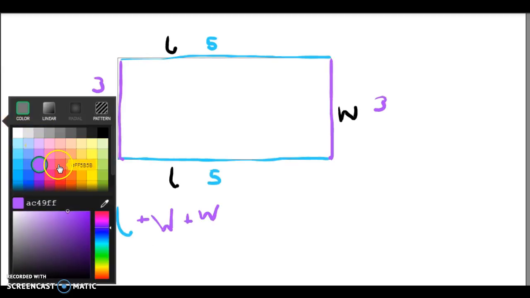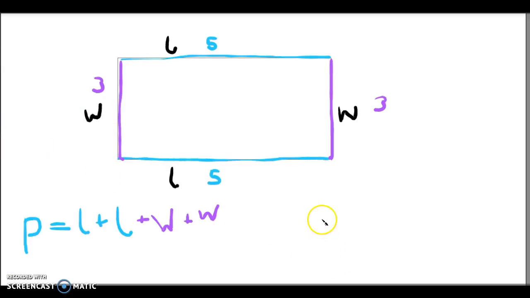So I'm going to rewrite this formula over here. Instead of saying L plus L plus W plus W, I'm going to say that perimeter equals 2 L's plus 2 W's. I have 2 fives and 2 threes. Remember from our order of operations unit that a 2 next to the letter L or the letter W means multiply: 2 times L, 2 times W. So that's another way to write it.